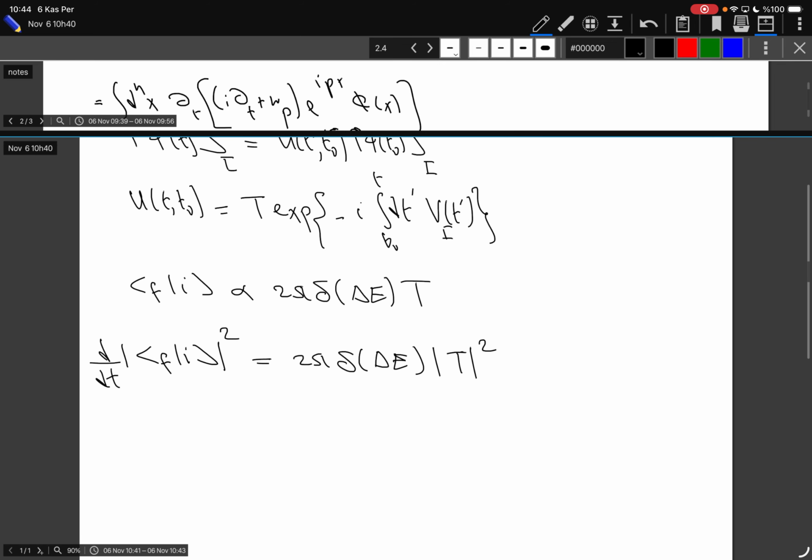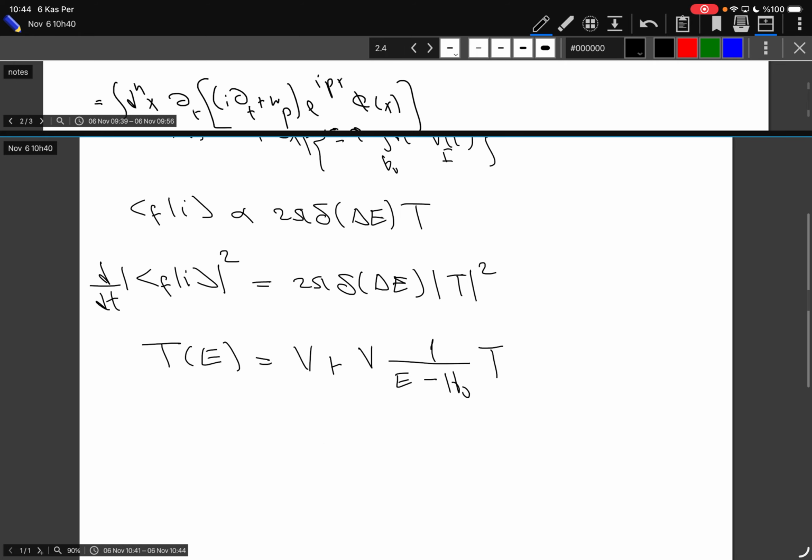And this T, again, we had obtained it. Well, this T over here was nothing but the T that we had also in the time-independent perturbation theory. So in particular, it satisfied this equation, T for a given energy. This operator is V plus V times 1 over E minus H0 times T. This was our equation. Then, of course, we basically recovered our time-independent perturbation theory result, etc. So any questions up to here?